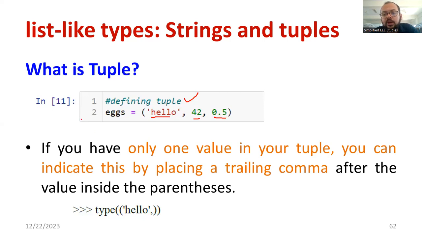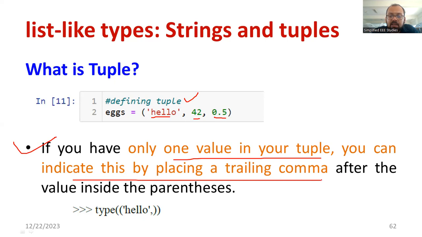Because it supports all types of items, all data types, that is another peculiarity. Remember, we use parentheses instead of square brackets. Also, the elements present inside the tuple cannot be deleted or appended. Another peculiarity you have to mention: if you have only one value in your tuple, you indicate this by placing a trailing comma after the value inside the parentheses. So suppose there is only one item, hello. Type hello and put only one comma, making sure that only one element is present inside the tuple.